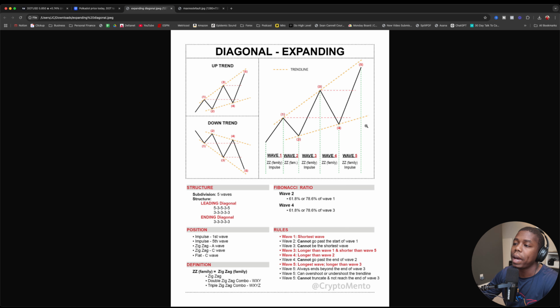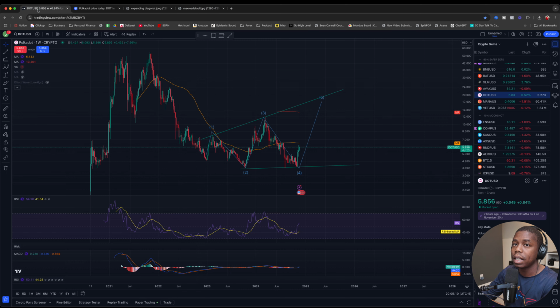Now to create this pattern, we need wave 5 to be larger than wave 3 and wave 3 to be larger than wave 1. In the same way, wave 4 is typically smaller than wave 2. And when you put all of those waves together, you get this expanding cone. It almost looks like a megaphone, the way that it forms this shape. And that is what I see on this pattern right here.